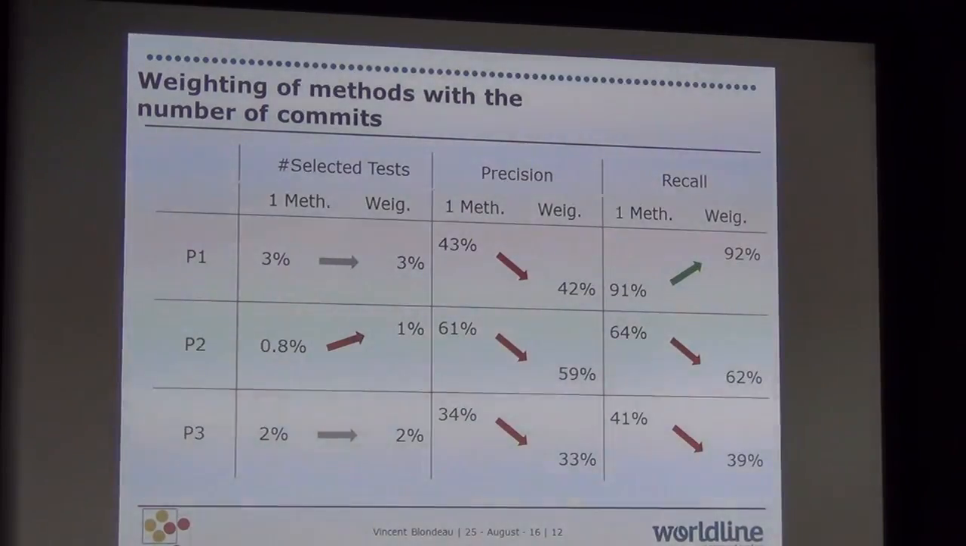As a result, for the first experiment, by weighting the method with the number of commits, we can see that there is no change in the result. So we select almost 3% of the test suite for P1, 1% for P2, and 2% for P3, which doesn't influence the result. The precision dropped a bit, but it's not so much, and the recall too.